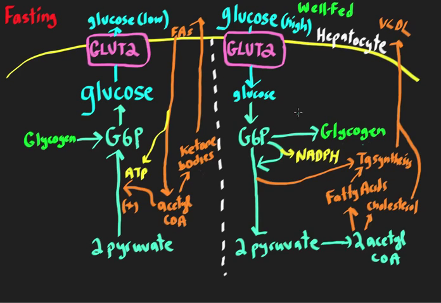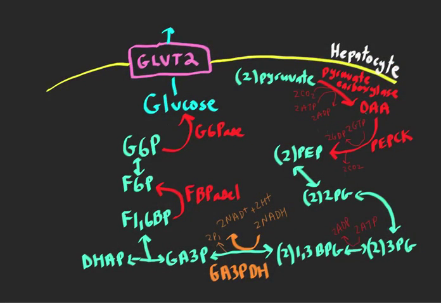So these reactions side by side are in opposite directions, and when one of these pathways is turned on, the other one must be turned off. So during the fasting state, when we're running gluconeogenesis, glycolysis is turned off. And in the well-fed state, when we're running glycolysis, we have gluconeogenesis turned off. That reciprocal inhibition is a very important consideration for all of our reactions because we don't want to have futile cycles.